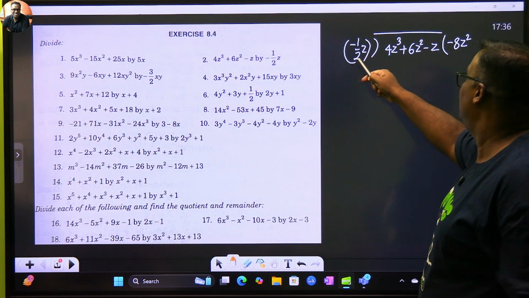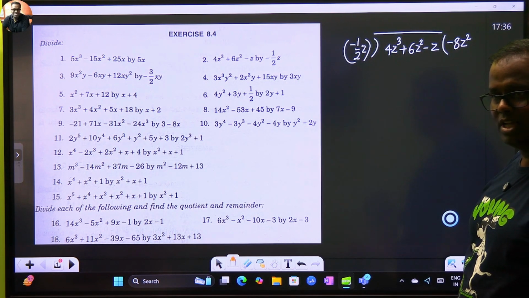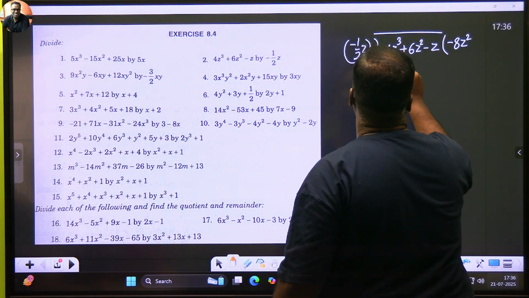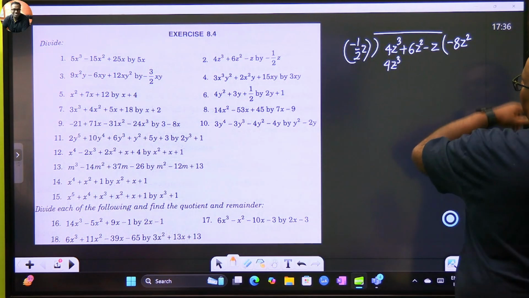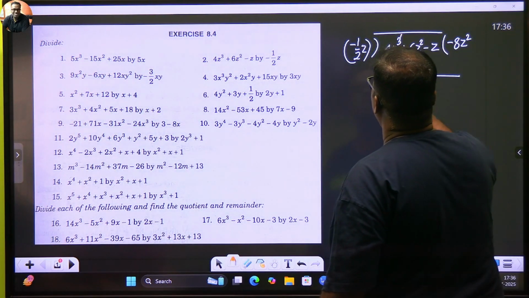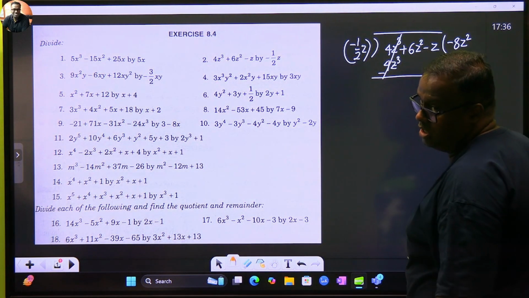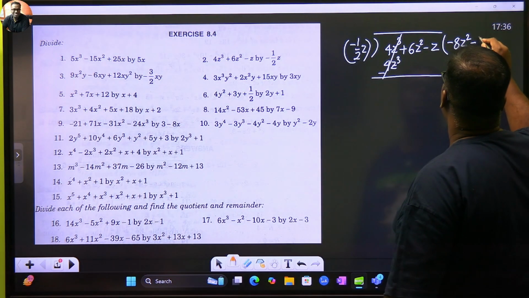So check here now. 2 into 8 will give you how much? 4. And negative, negative cancel each other. So how much do we get? 4z cube out here. And then there's nothing else. This is a single divisor. So after that, what do we do? This cancels out. Then we have to get a 6 out here. 6 means we'll use a 12 because this is half. But we will use negative 12.